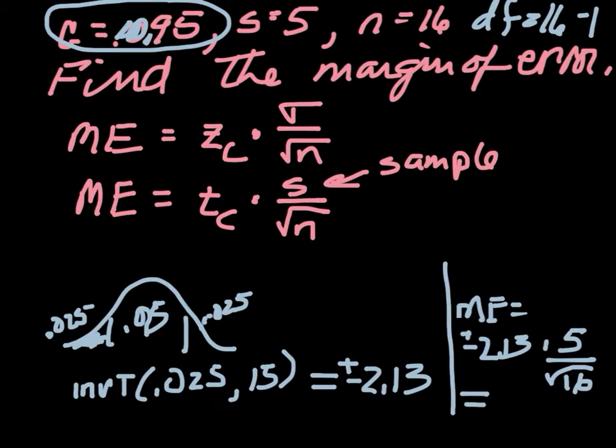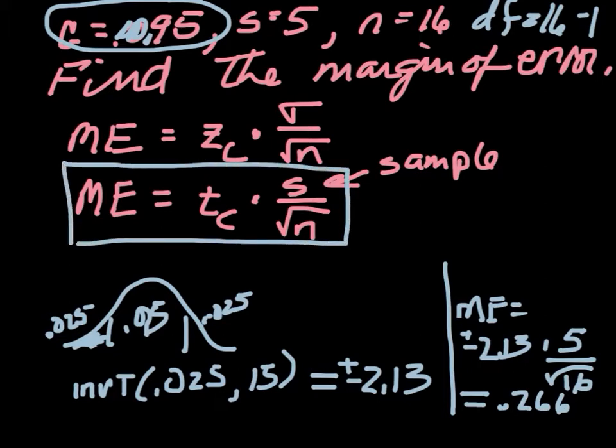And that'll give me that my margin of error is approximately 0.266. And that's all you have to do to find the margin of error. So to review, because we're using a t-distribution, this is our margin of error.